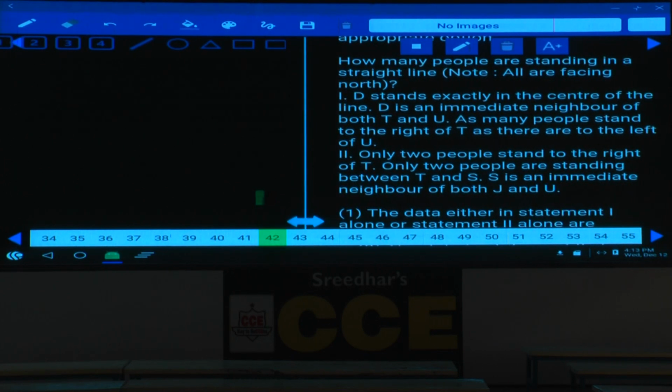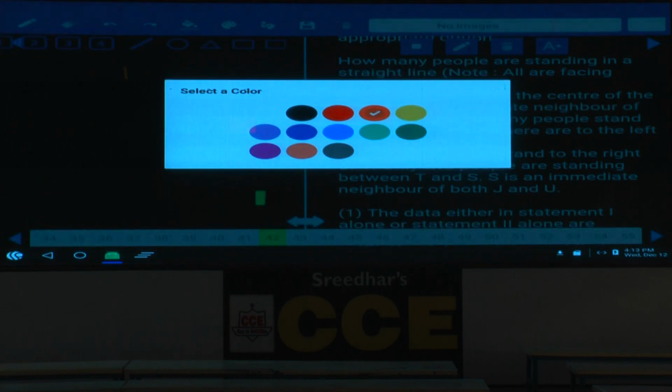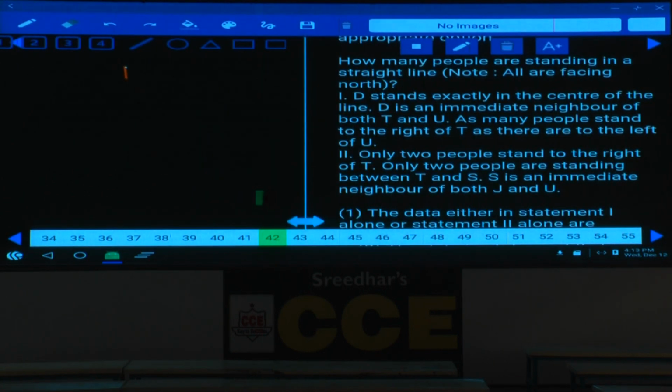Now D stands exactly at the center of the line. D is exactly at the center. As D is exactly at the center, tell me what is the position of this one. How many persons are there? That is not clearly known. D is exactly at the center, and D is an immediate neighbor of both T and U. T and U, or what is the other possibility here? D, T and U. There are two possibilities.